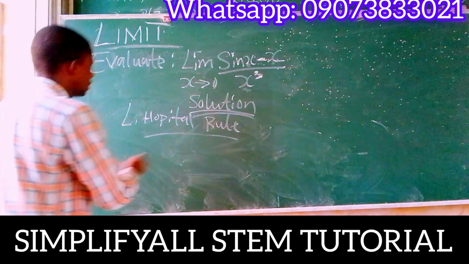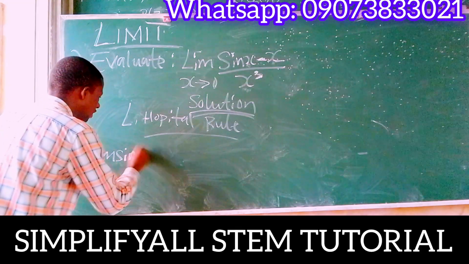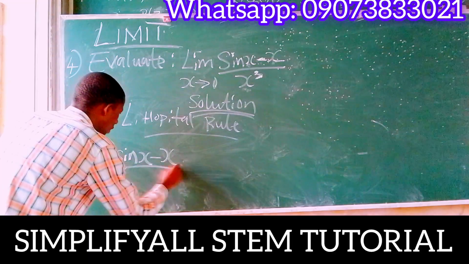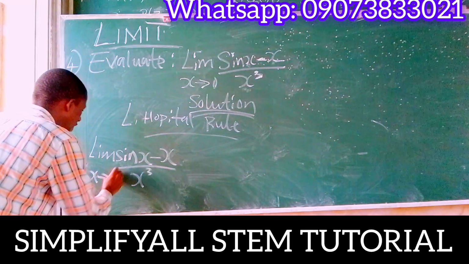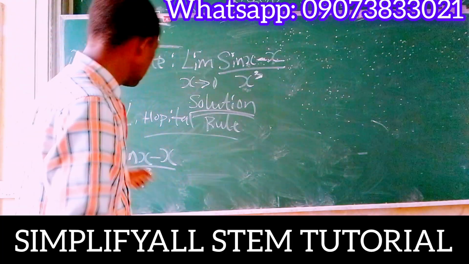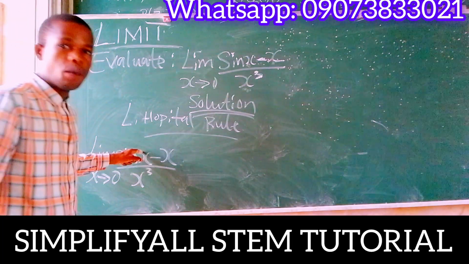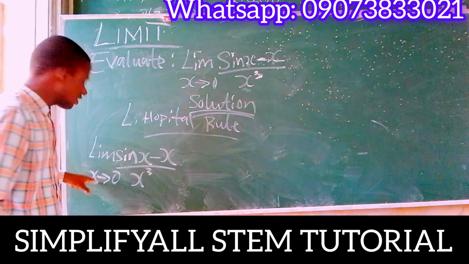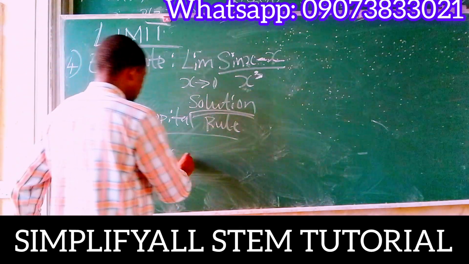Now we are given the limit of sine x minus x all over x cubed as x tends to 0. For us to be able to achieve this by making the denominator not 0, what we are going to do is differentiate both the numerator and the denominator until, when we substitute x as tending to 0, we are not going to get 0. So let's look at it.